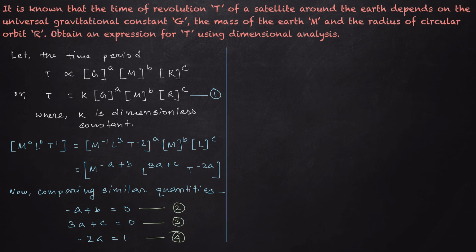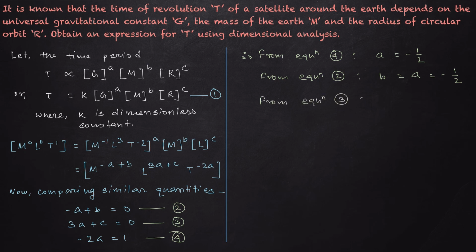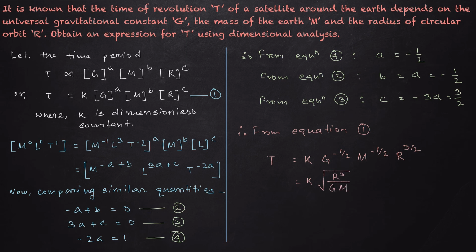So from equation 4 we can say that a must be equal to minus half. So if we put it in equation 2, then we can say that b is equal to a, which is also equal to minus half. Now from equation 3 it is c is equal to minus 3a, so it is equal to 3 by 2. Okay, now if we put these three values into equation 1, then we will have T is equal to K G to the power minus half M to the power minus half r to the power 3 by 2, or we can write it like this, K root over r cube by GM.